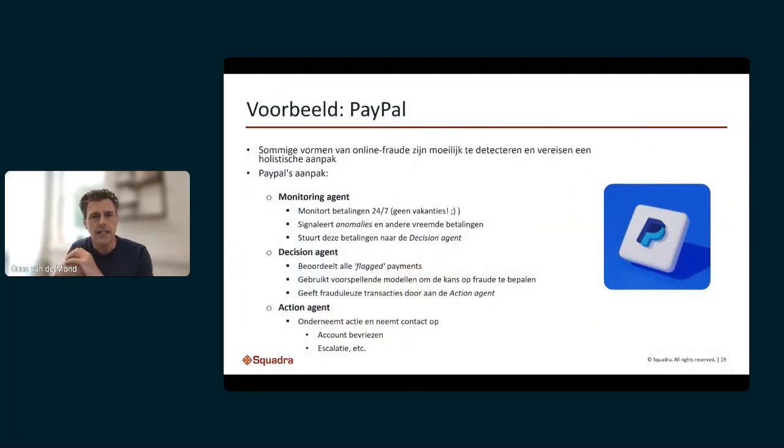Let's look at an example, and this is an example of PayPal, which everyone knows. PayPal wants to be able to detect possible fraudulent actions. You could create a piece of software for that, but in this case, they said, let's create 3 agents. One agent is mainly focused on monitoring. So it is very good at checking and reviewing all those large amounts of payments. Is there something strange among them?